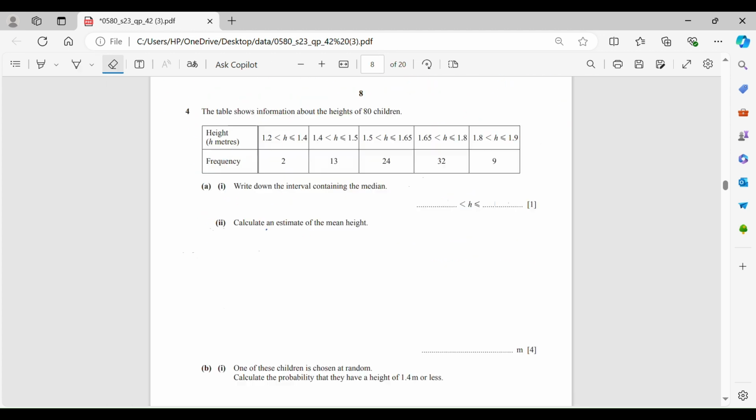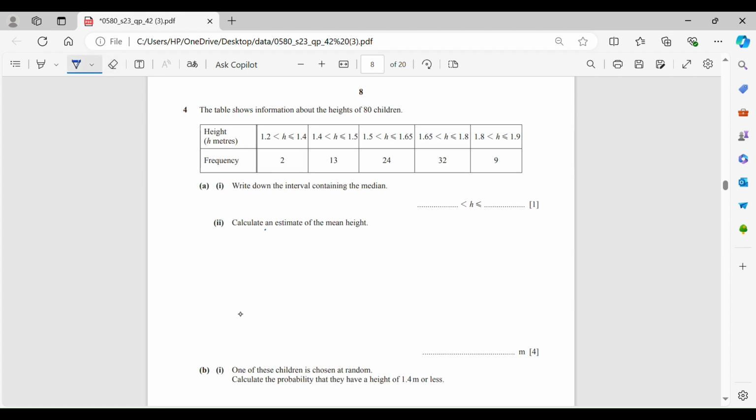Right? Next question, question number 4. The table shows the information about the height of 80 children. Write down the interval containing the median. So the median is the middle value. For this middle value, let's find the cumulative frequency. The middle value of 80 will be 40, so the 40th term will be in our interval.